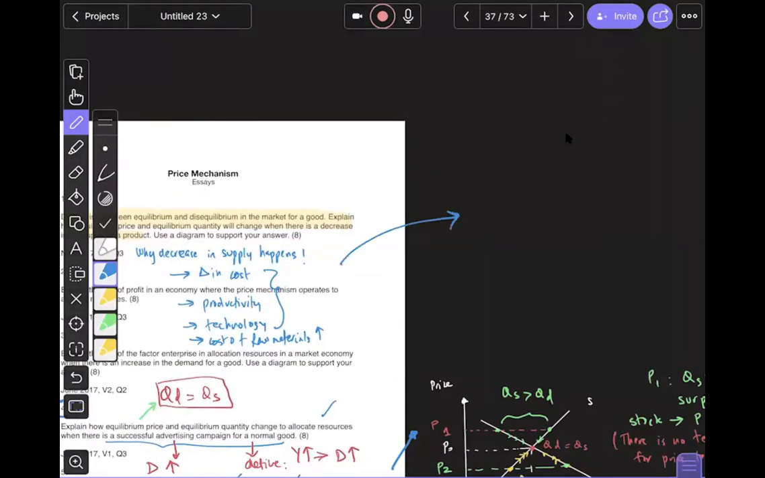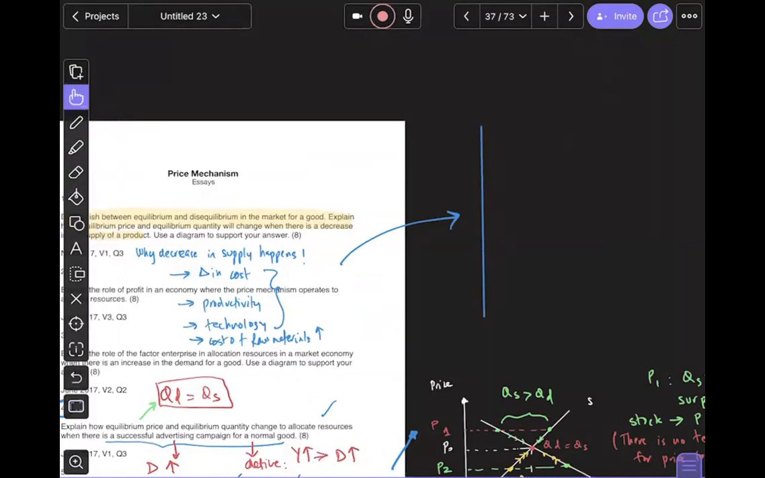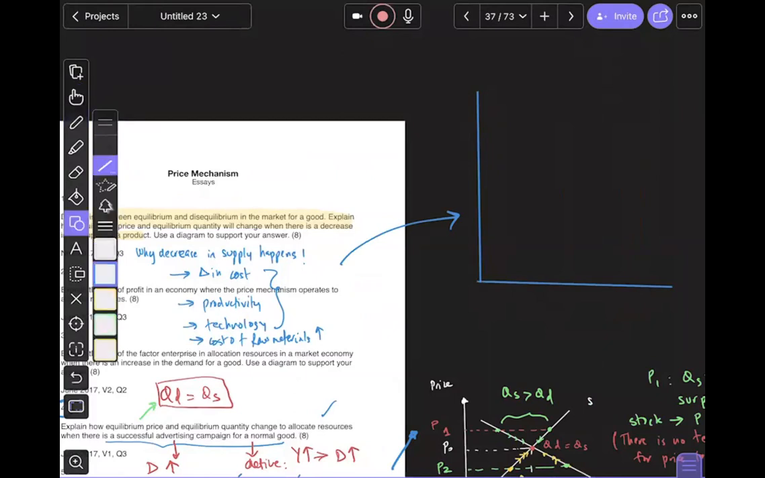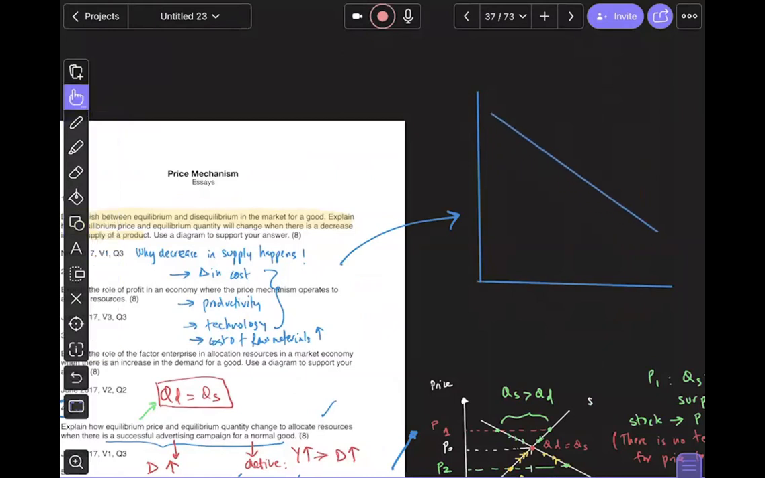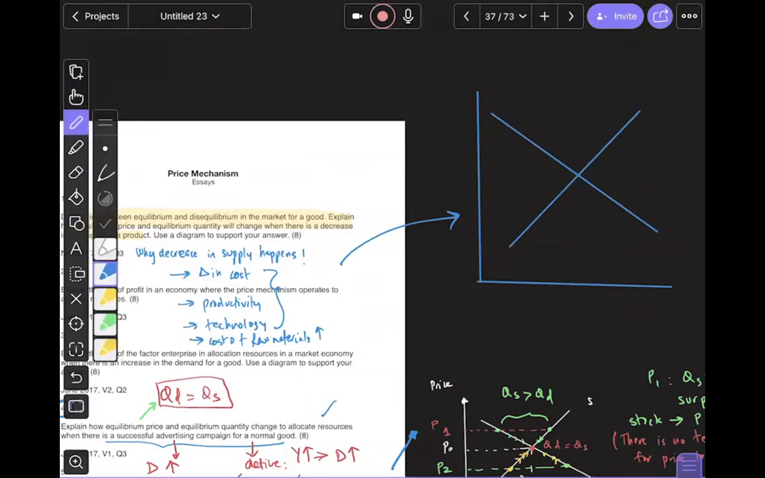So what's the impact of this in terms of our diagram, guys? In terms of our diagram, can anyone tell me the answer? In terms of a diagram, how would we see that? We can show a decrease in supply. Okay, exactly. And what will happen at the old equilibrium now? There will be more quantity demanded than supplied.